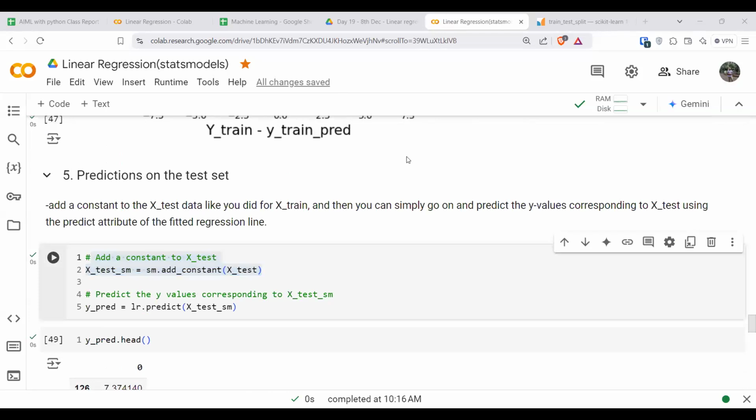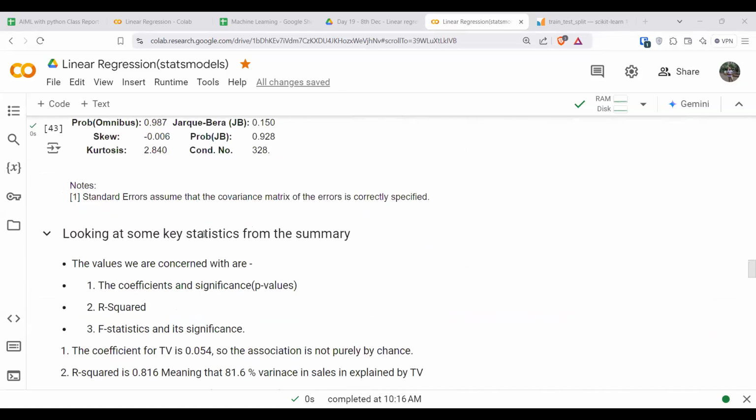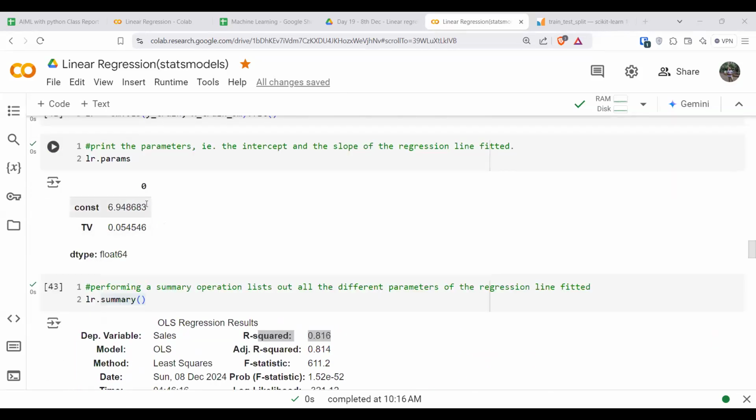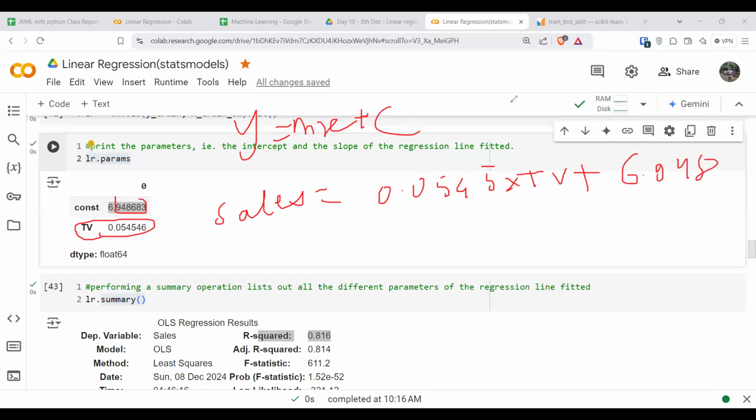Where does that 6.948 value come from for the plt.plot? The 6.948 value we already have calculated, right? This is your equation of a line, the regression line. So we have used that equation of the regression line. So y is equal to mx plus c, right? Y is sales. M is your TV coefficient, that is 0.0545 times TV plus c, right? C is 6.948. So that is your equation.